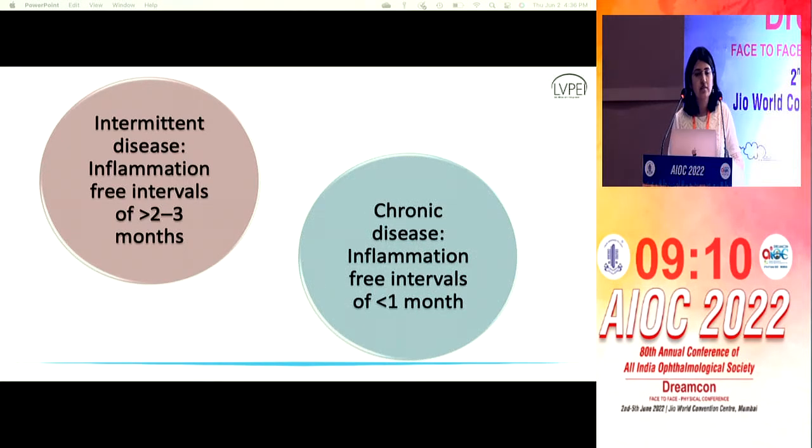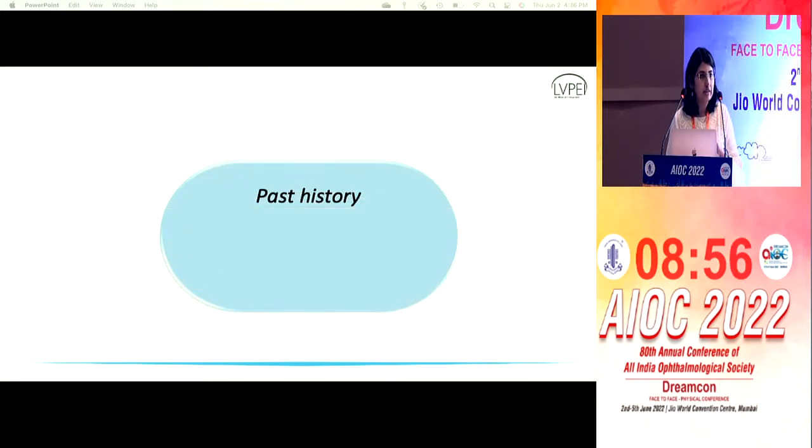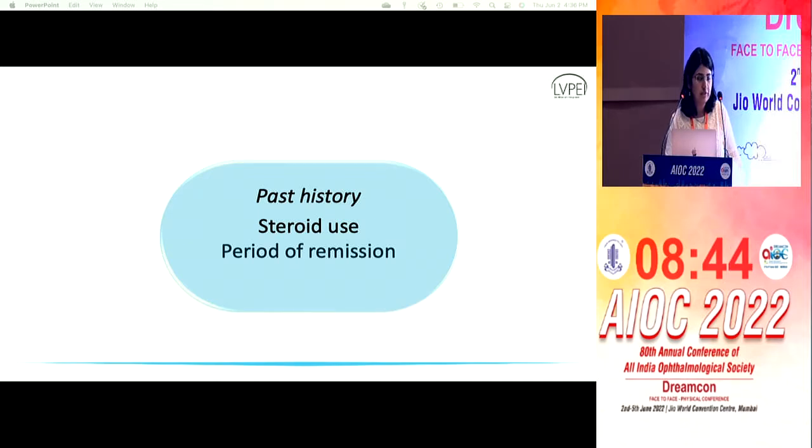If the patient has a relapse within 1 month of stopping the anti-allergic medications, then the patient is said to have a chronic disease. When we are trying to decide if the patient has an intermittent or a chronic disease, we have to obtain a very thorough past history, especially in terms of prior use of steroids and the response to them. We need to ask the patient if they have used steroids, whether they were symptomatically better with them, and once they stopped, how quickly they relapsed. This will give us a fairly good idea if the disease is intermittent or chronic in nature.